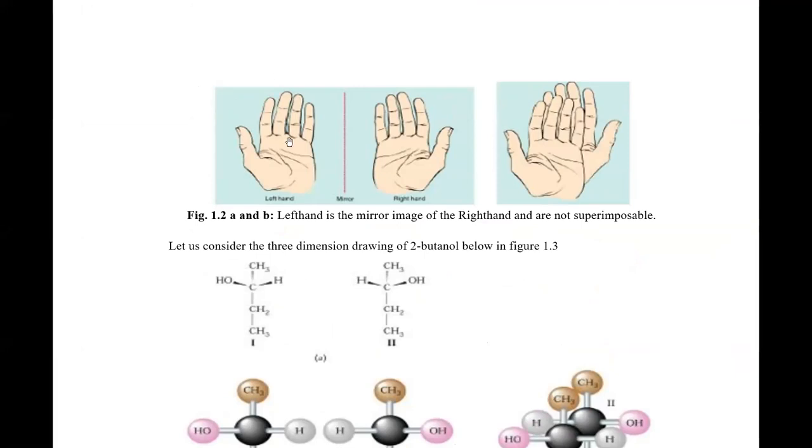When you talk about a right hand and a left hand, you place a mirror. This is an object, and we'll take this as an image. When you press your hand against a mirror, what you are going to see is the reflection, the right hand image. And we'll say that molecule is chiral.